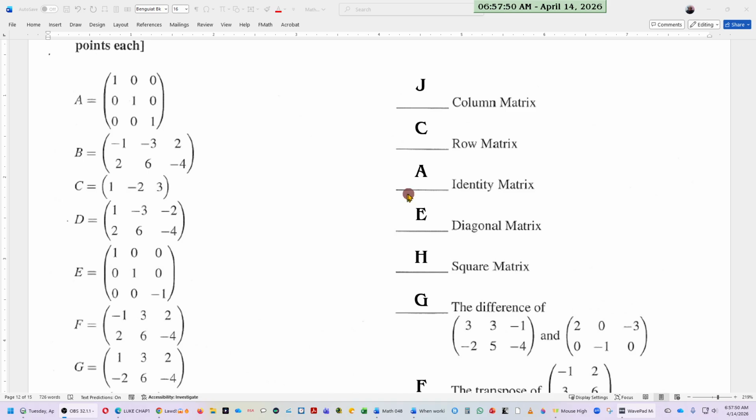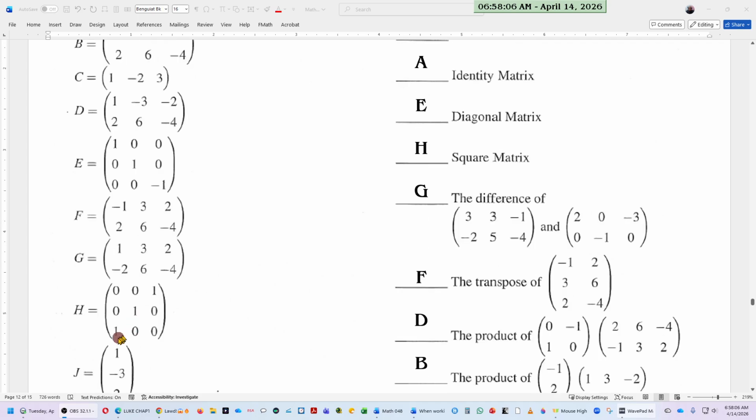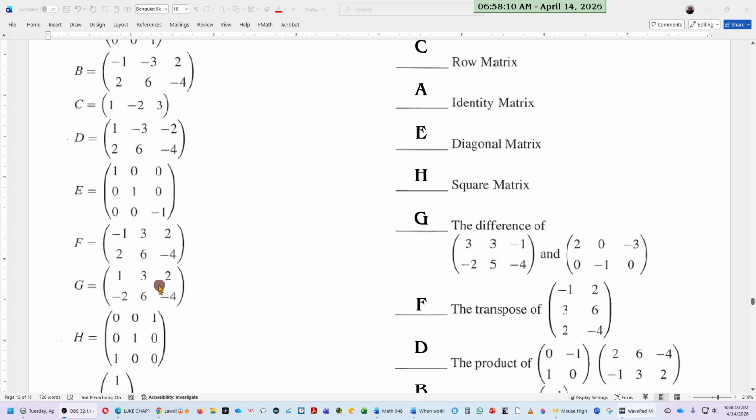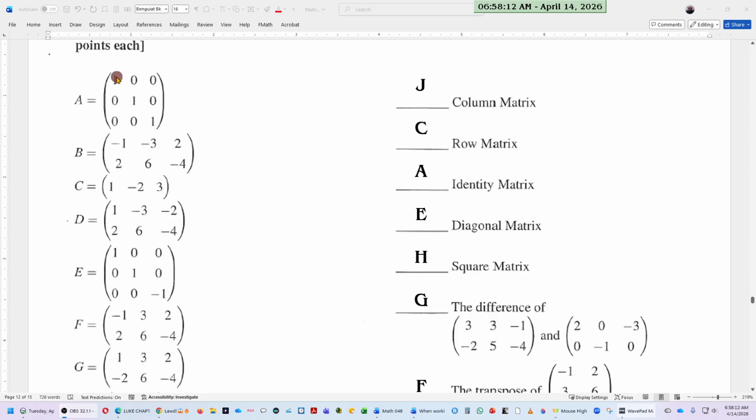Now, the identity matrix has only ones and zeros, and the ones will be on the lead diagonal. When we say the lead diagonal, it's going to move down, as opposed to another one here where it starts from the bottom and moves to the top. This one starts at the top and moves to the bottom. So this diagonal only has ones. Everything else is going to be zero. This is your identity matrix.